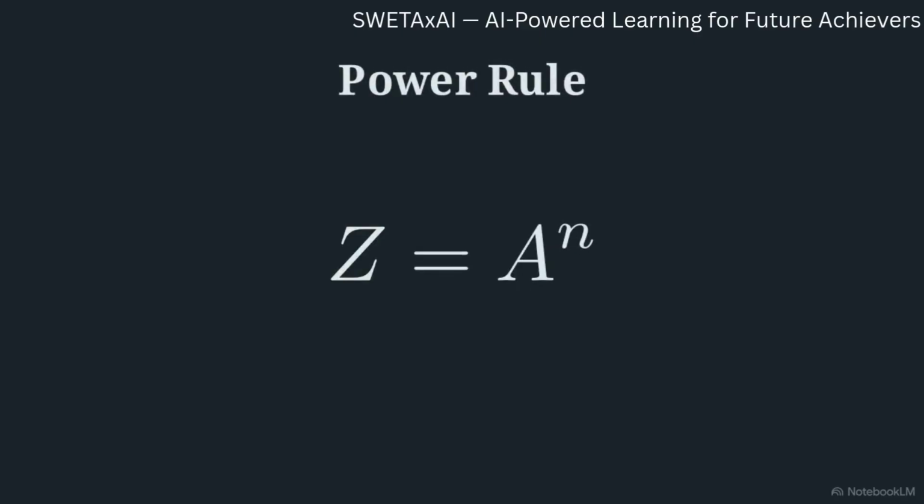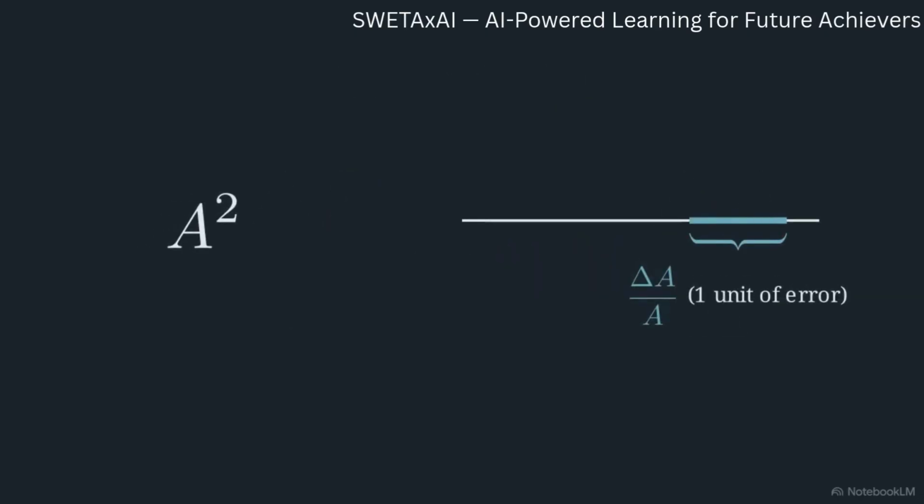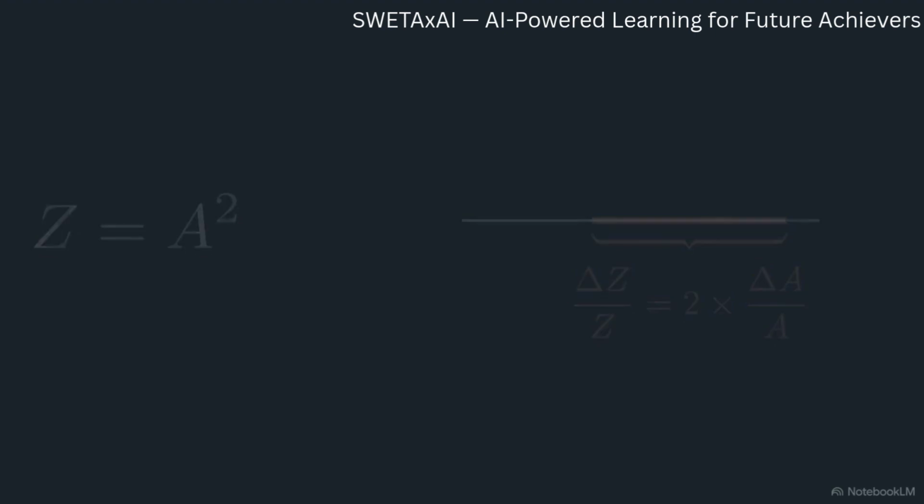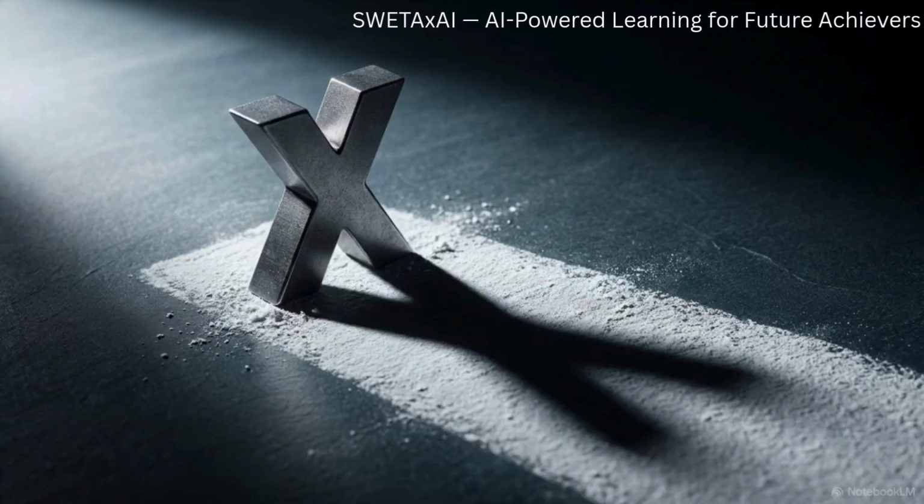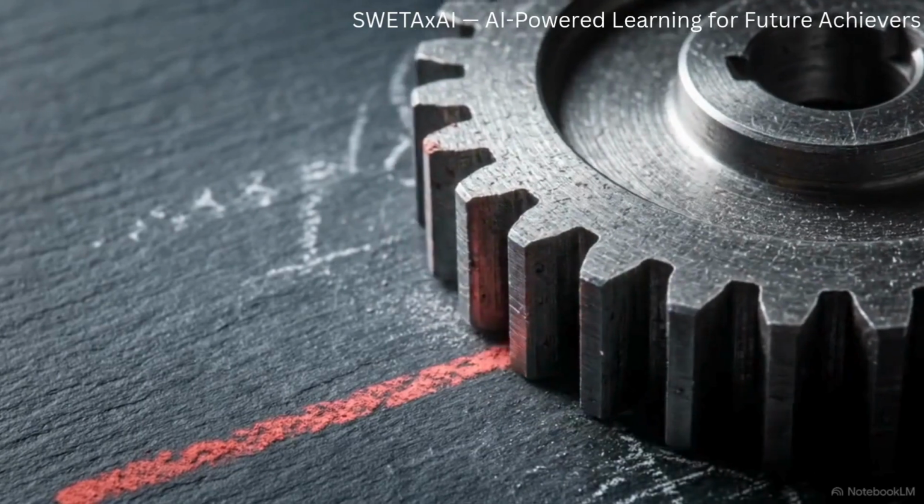Finally, we have the power rule for values raised to exponents. Z equals a to the power of n becomes delta z over z equals n times delta a over a. This means exponents act as direct multipliers for fractional error. If you square a physical measurement, you strictly double its percentage error. Solving for the unknown variable is incomplete without mathematically bounding the exact size of the shadow cast by its inherent uncertainty. Let us review the complete pipeline.